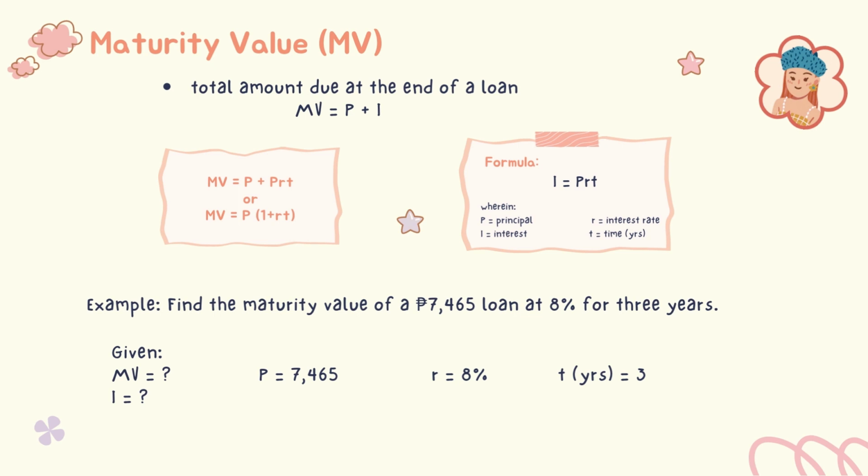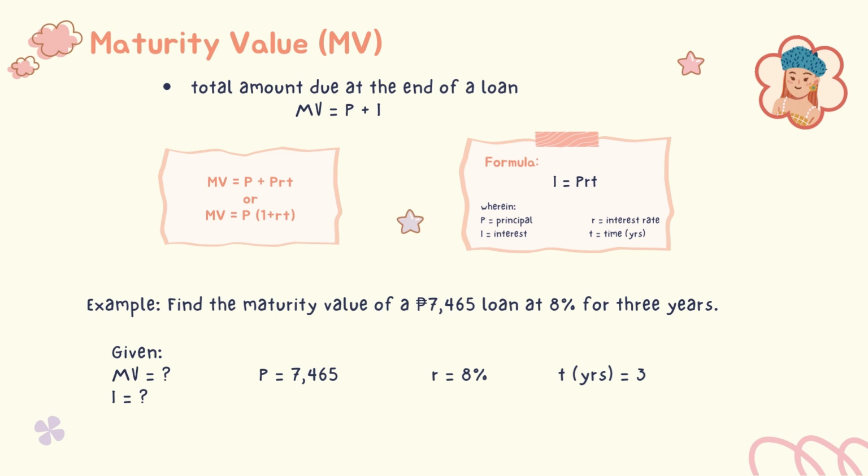So, if we substitute the formula for interest, which is PRT, we get maturity value equals principal plus PRT. Again, the PRT is our interest. To simplify the formula so that it is easier to remember, here is the simplified formula: maturity value equals P times 1 plus RT.